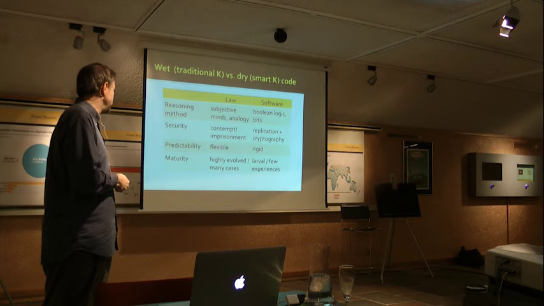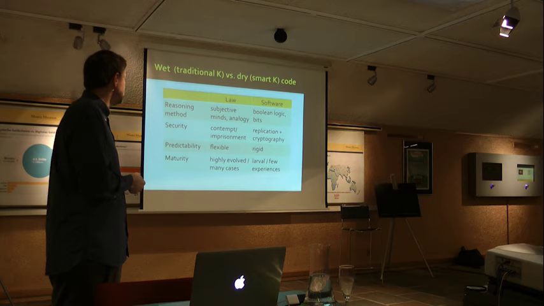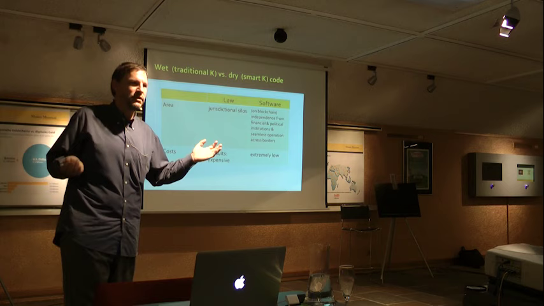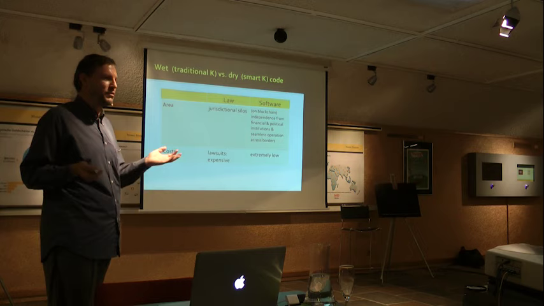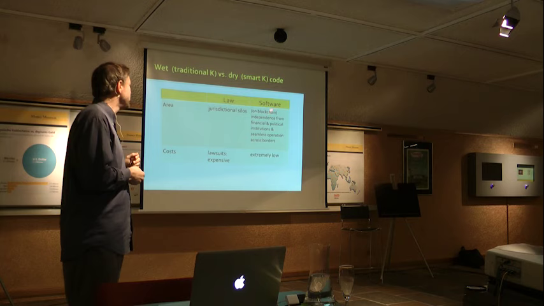Maturity. Law is highly evolved, with many cases. Software is very larval. We have few experiences. We still don't know what the most valuable smart contracts are going to be. So law puts things in local jurisdictional silos. You've got people in the United States who think United States law is the law of the world, the only thing you have to worry about. A lot of other parts of the world are maybe different, but even there, people tend to think of law locally. I think Switzerland's one of the few places I go where people pay a lot of attention to overseas law because you're doing a lot of overseas business. It's the nature of your economy.